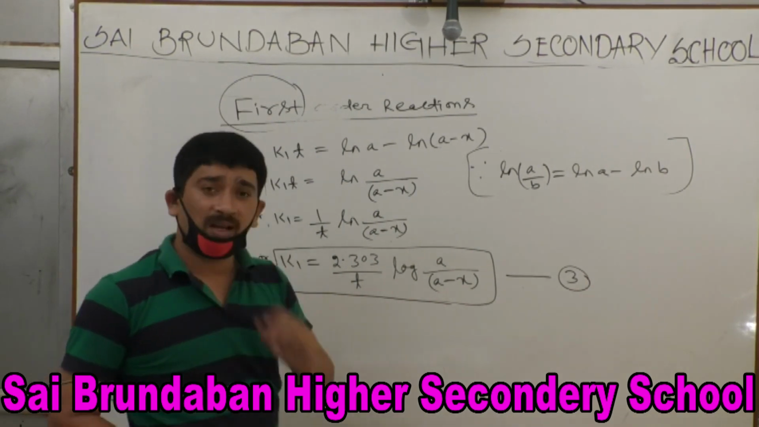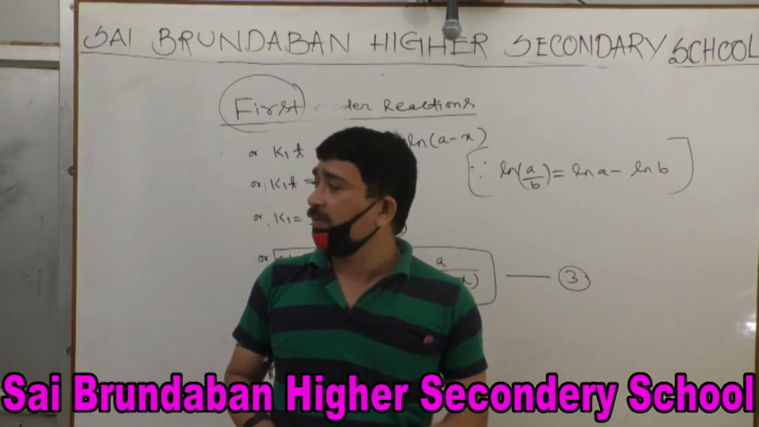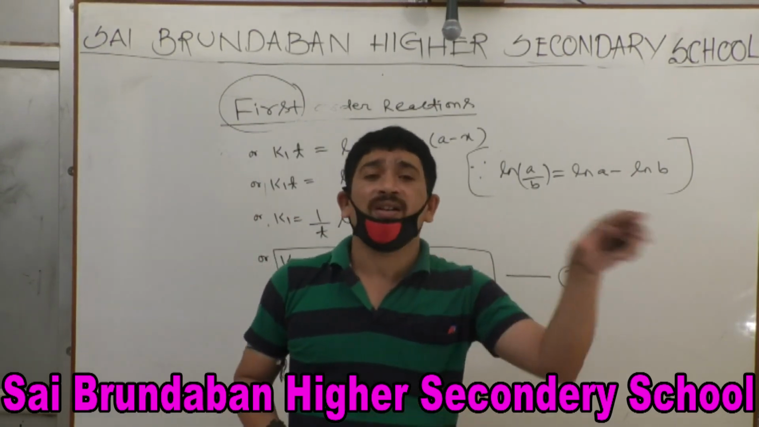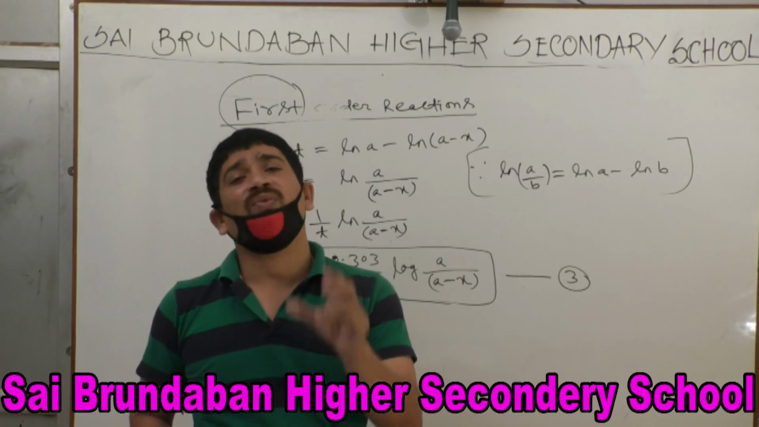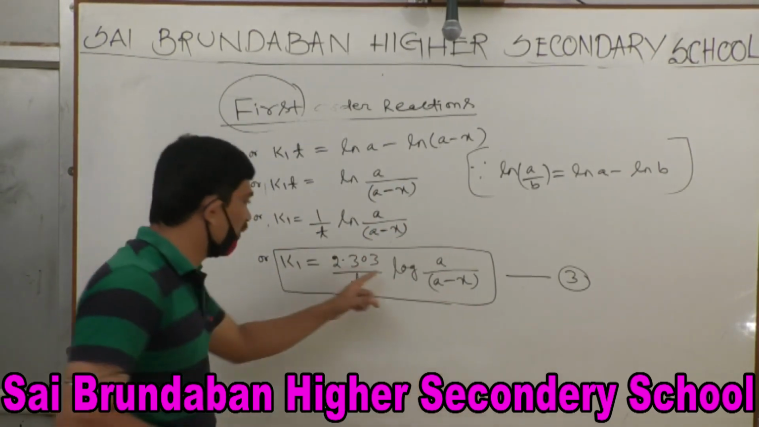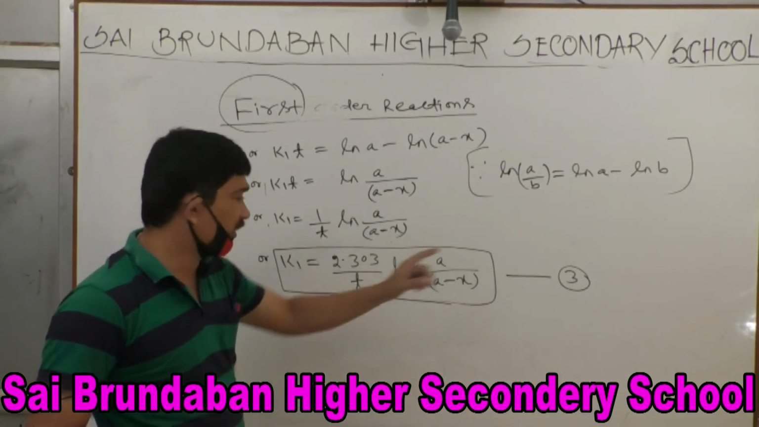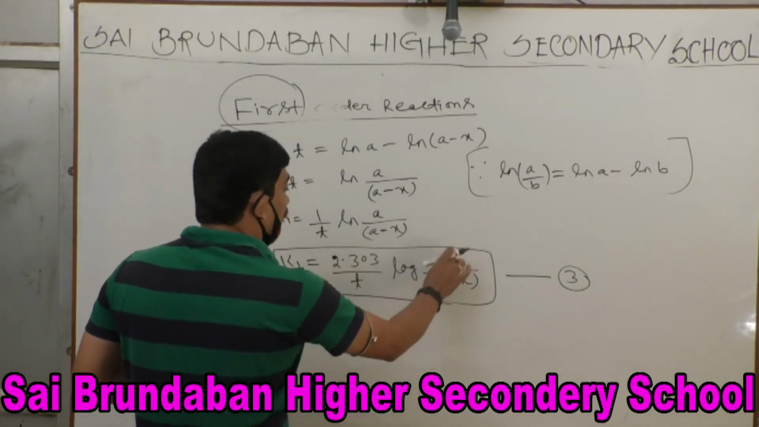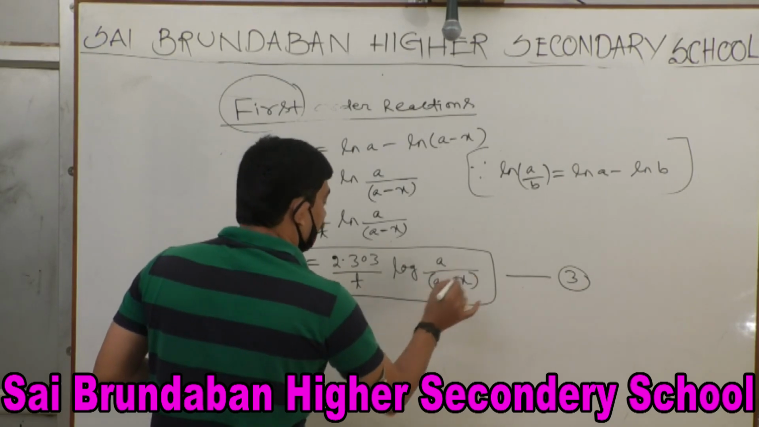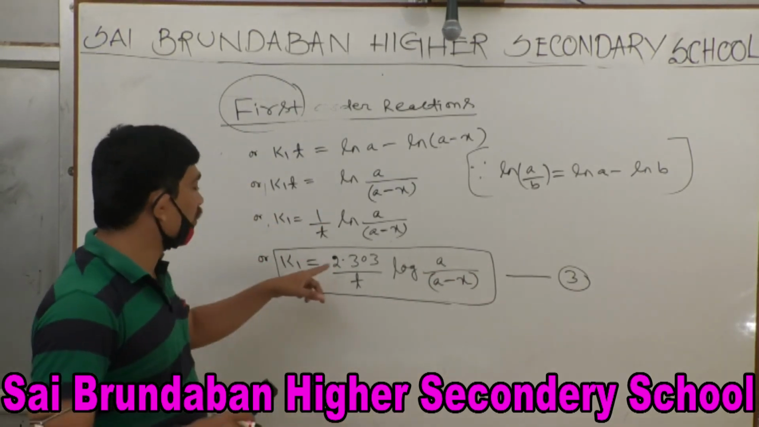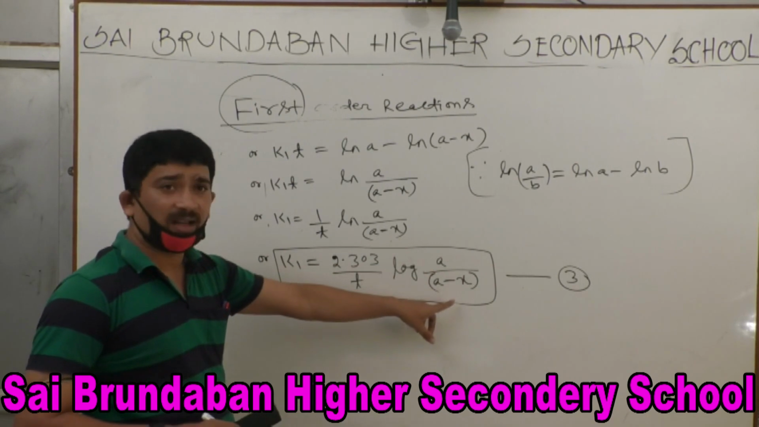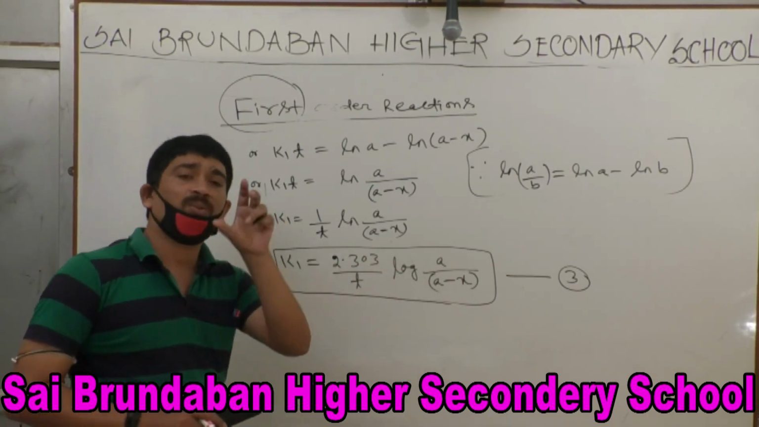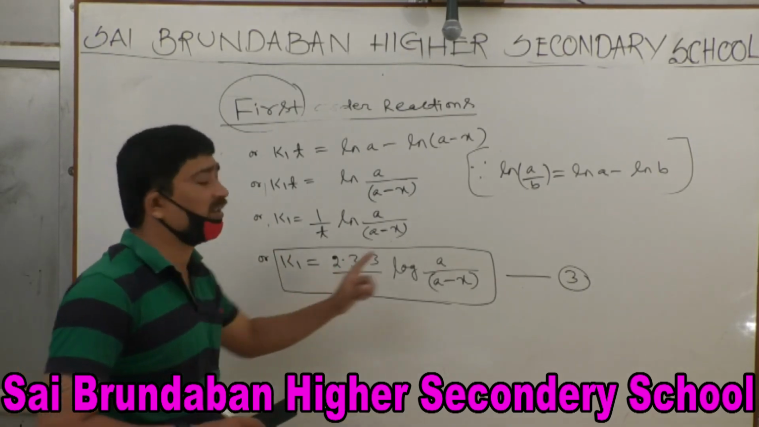This is the most important derivation. Most of the time he puts the long question, derive the rate constant for first order reaction. This is the derivation for the rate constant for first order reaction. Clear? So k1 equal to 2.303 by t log a by a minus x. So this is the desired equation to calculate the value of rate constant for first order reaction.